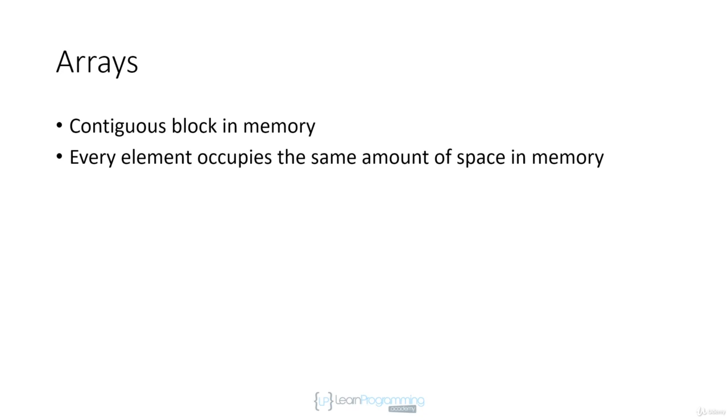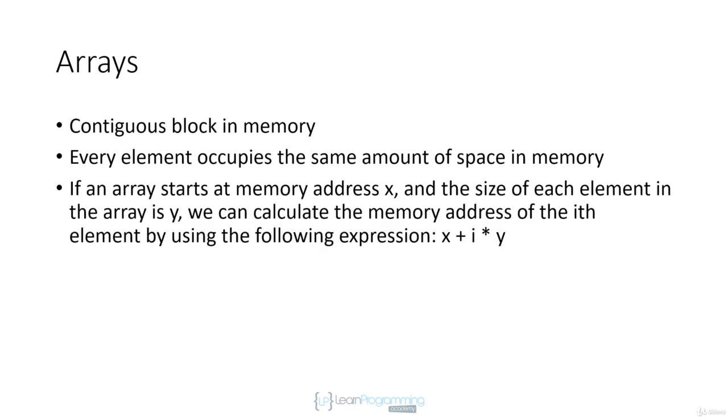So arrays occupy one contiguous block in memory, and every element in the array occupies the same amount of space in memory. Because of that, we can easily calculate the memory address of an array element based on its index. If an array starts at memory address X, and the size of each element in the array is Y, then we can calculate the memory address of the ith element, array[i], using the expression X plus I times Y. We're going to look at an example of this in a couple of slides, so you'll see an illustration of this.